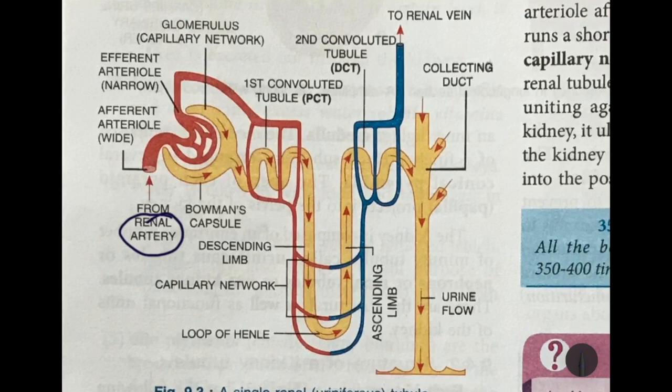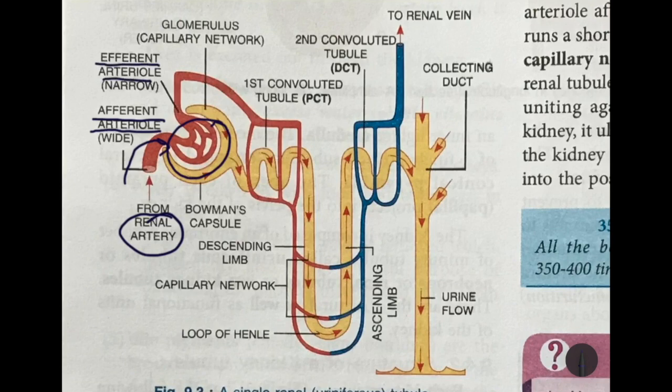Now each renal artery branches and rebranches many times to give rise to arterioles. So here you can see the afferent arteriole, which enters the Bowman's capsule and breaks up into capillaries. Again it rejoins to form the efferent arteriole.